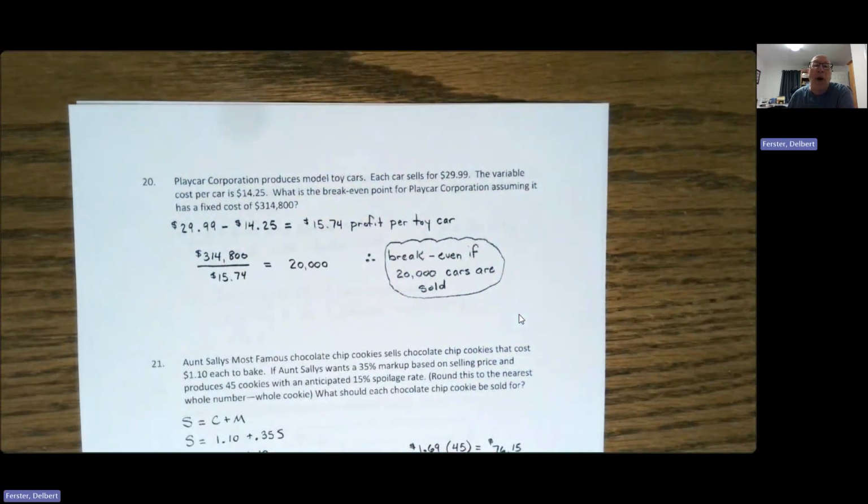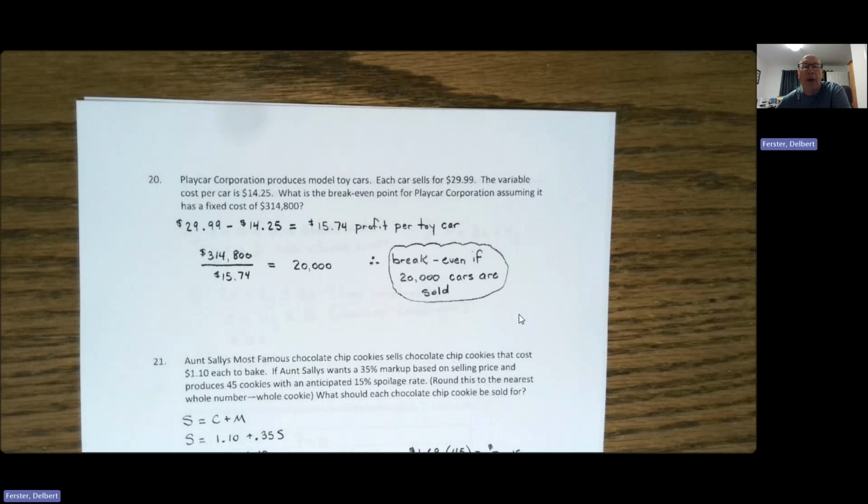Problem 20. All right, they're producing model toy cars. Each car sells for $29.99. The variable cost per car, in effect what it costs to make each car, is $14.25. So the profit per car, if we subtract the $14.25 from the $29.99, we realize they make a profit on each car of $15.74.